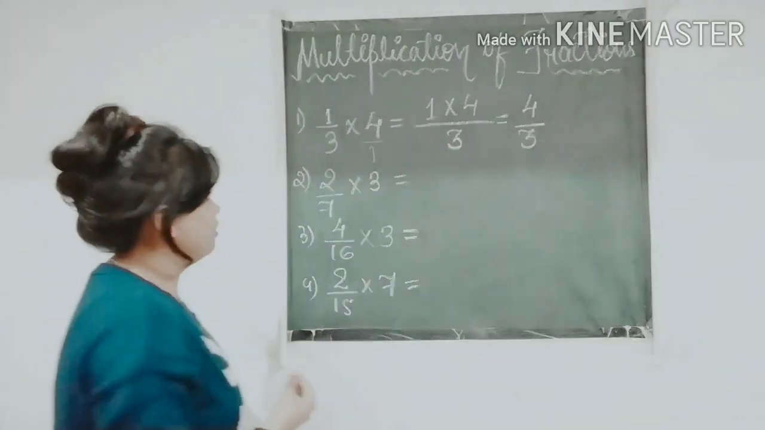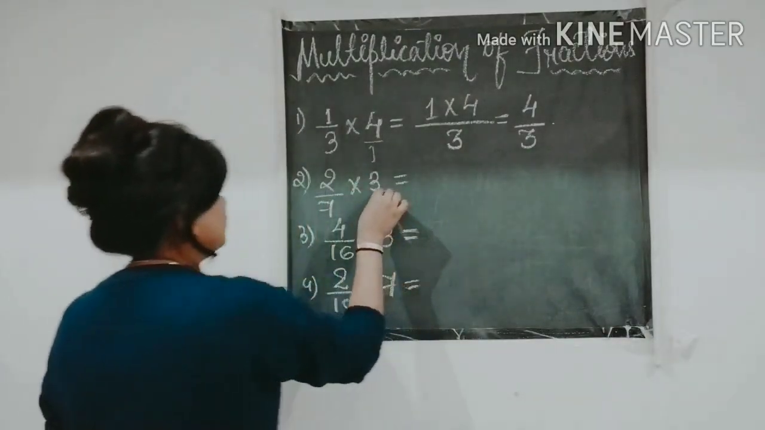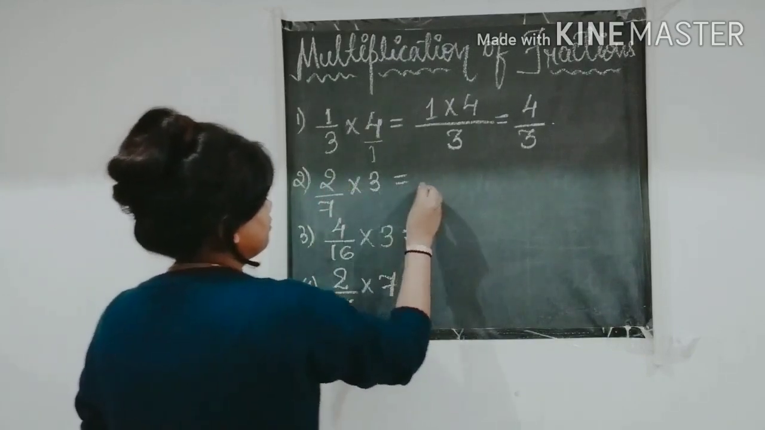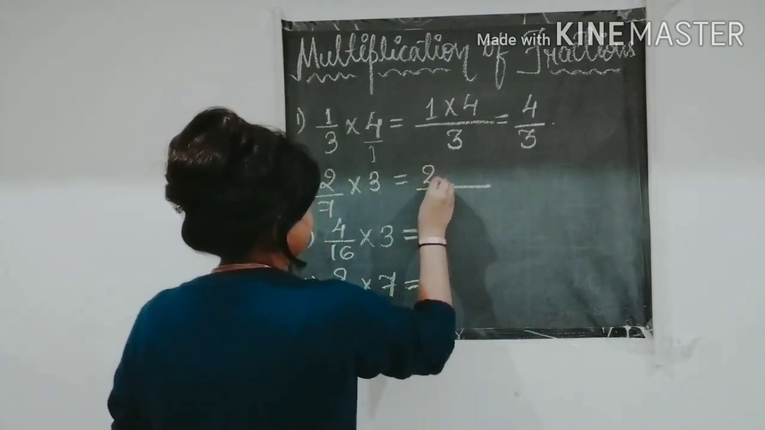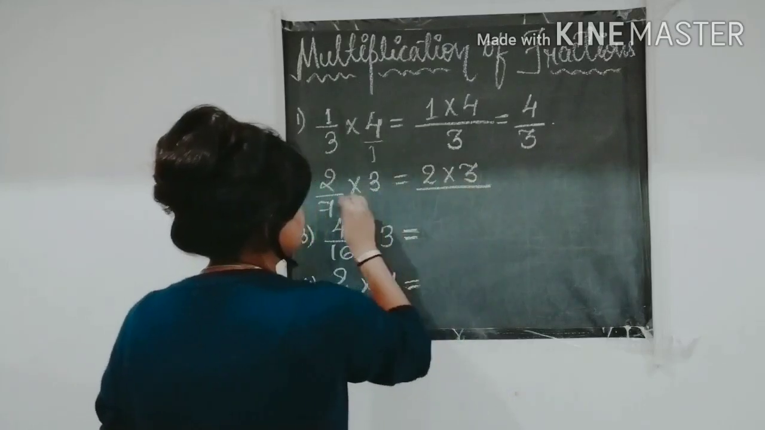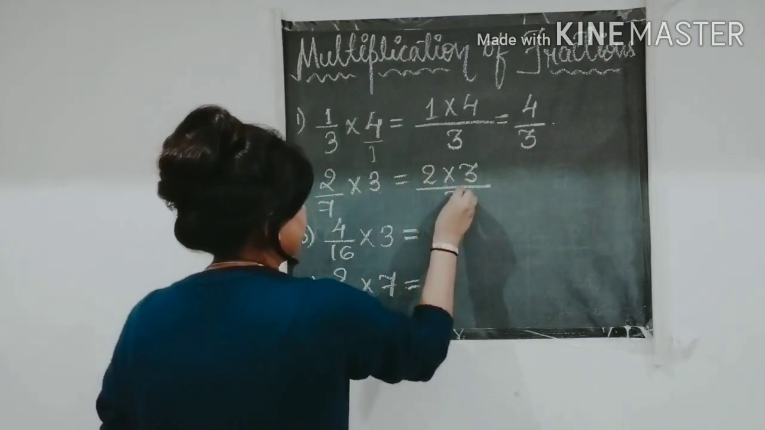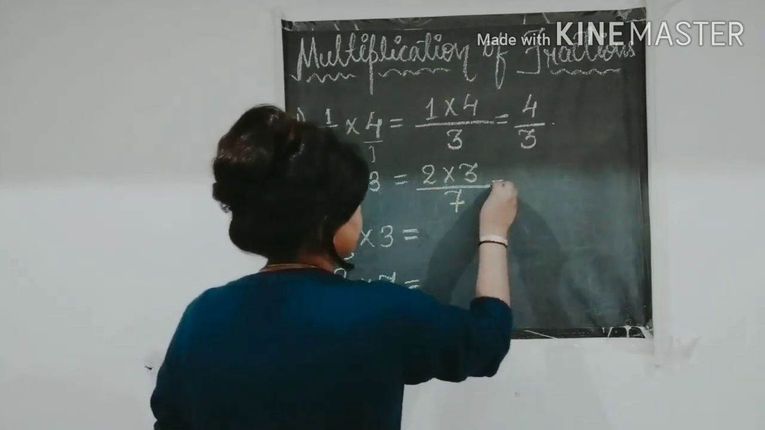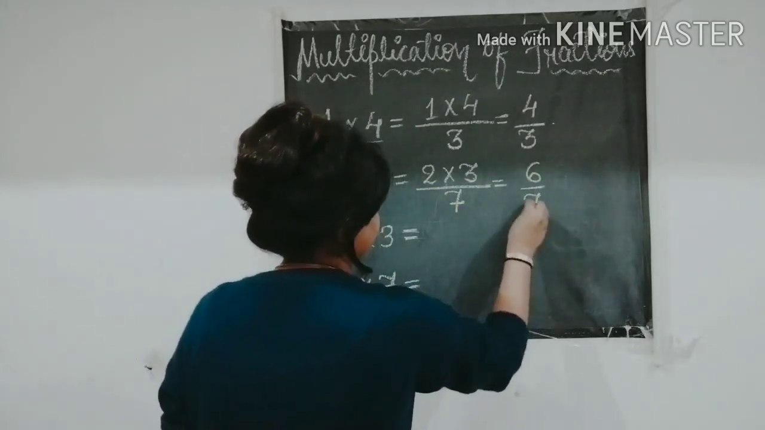So the answer will be 4 by 3. Take one more example. 2 by 7 multiplied by 3. So here take the numerator separately, that is 2 multiplied by 3, and the denominator 7 remains unchanged. So 2 multiplied by 3 is 6 and the denominator is 7.